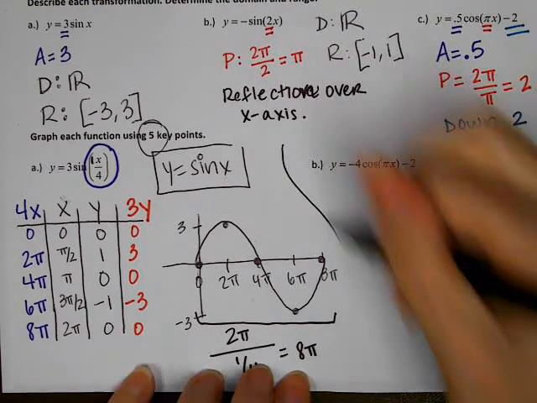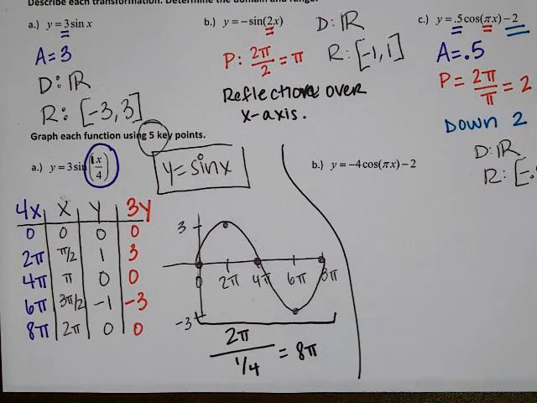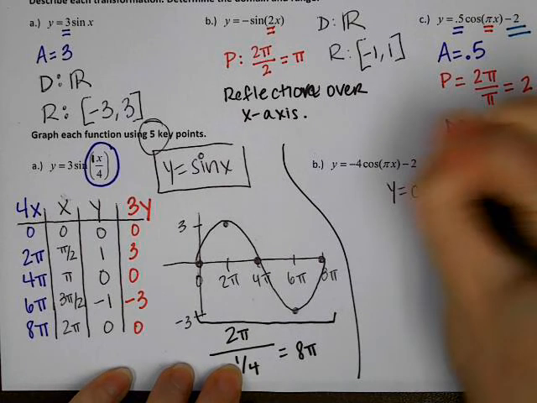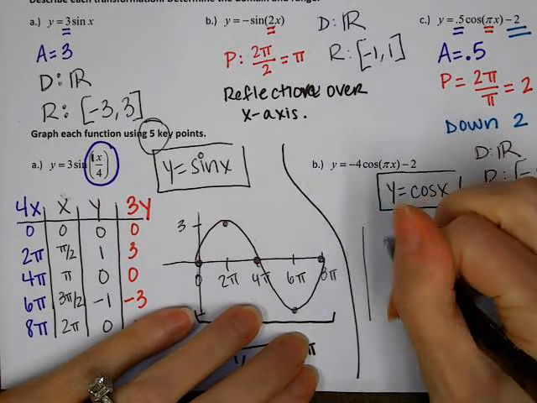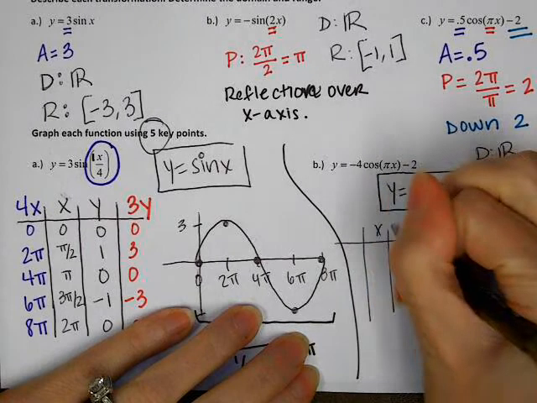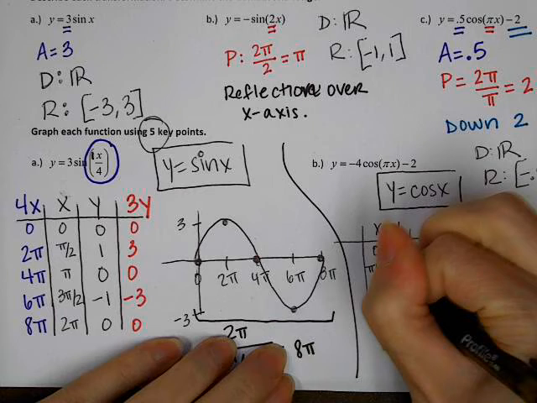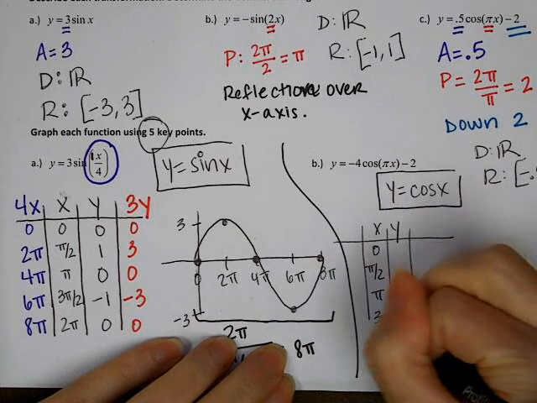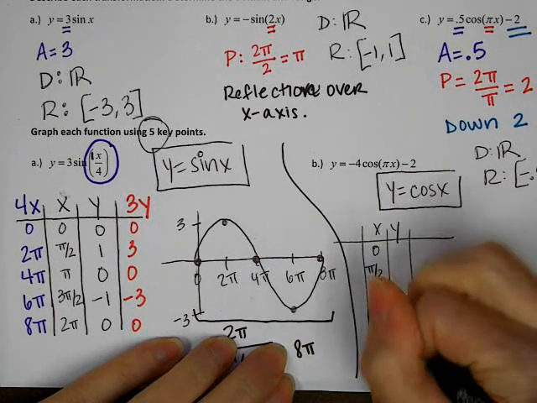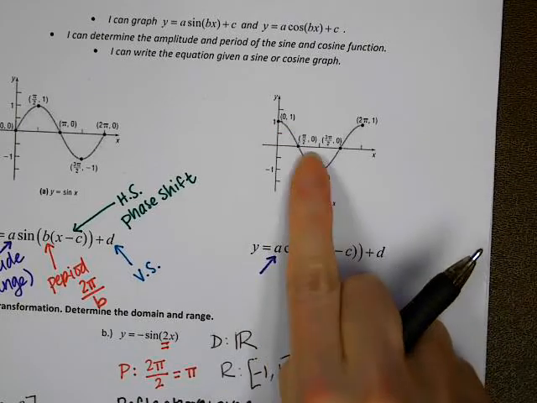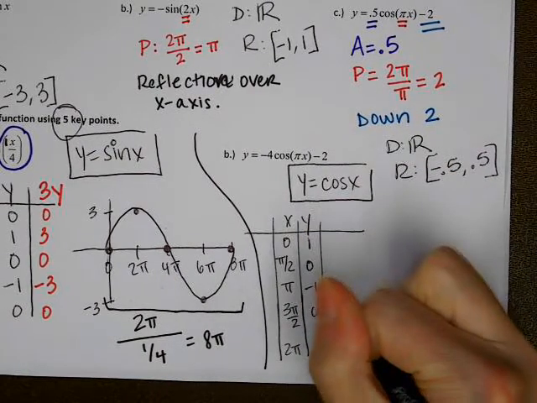Okay, great. Moving on. Okay, this one's got a lot going on. So let's try, if you like my way, let's get our data points for just plain old cosine first. Okay, so cosine, same key points, 0, pi over 2, pi, 3 pi over 2, and 2 pi. But for cosine, they have different y values. Remember, it's 1, 0, negative 1, 0, 1.